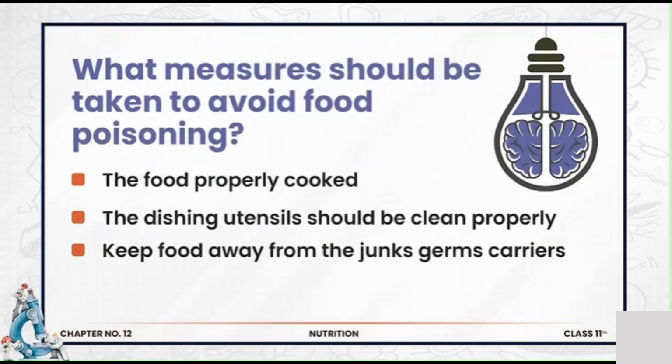Question number 3. What measures should be taken to avoid food poisoning? तो food poisoning से बचने के लिए क्या क्या करना चाहिए students? Number 1, the food should be properly cooked. Number 2, that the dishing utensils should be cleaned properly. And number 3, keep food away from the germ carriers and try not to buy canned meat especially.